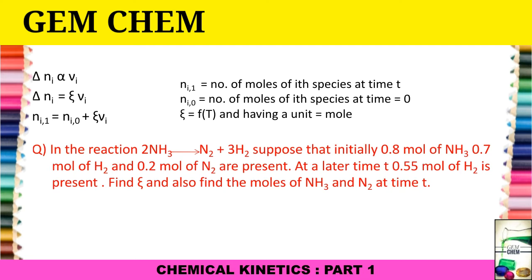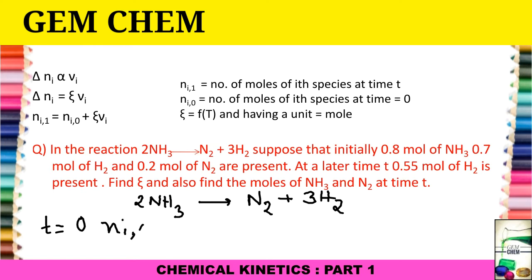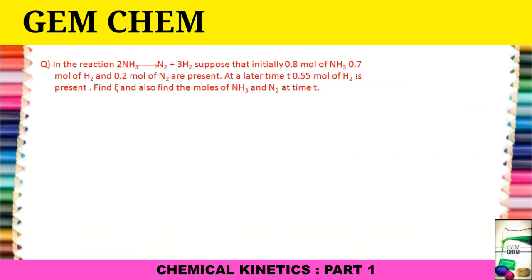Now first we need to write down the reaction carefully. So 2NH3 gives N2 plus 3H2, right? So at time t equal to 0, it is Ni0, which is 0.8 moles here, here it is 0.4, and here it is 0.7. Now when time equals t, then Ni equals, we don't know for ammonia, we don't know for nitrogen, but we know for hydrogen, right? Now we will see the next step.